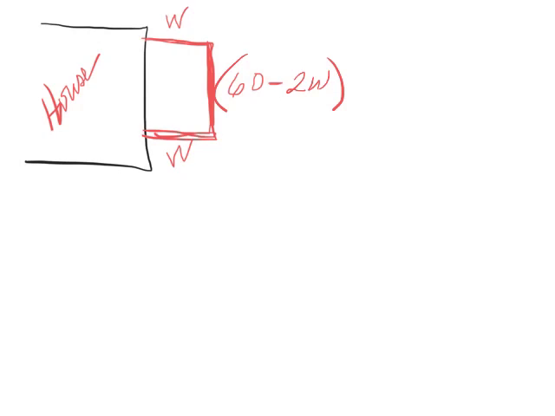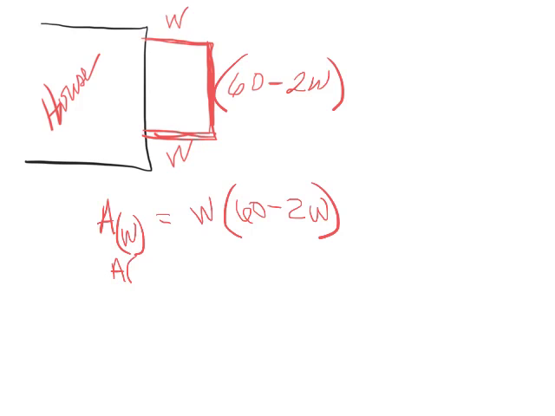Okay, so my area using W is going to be the width times 60 minus 2W, right? That'll give me the area. So when I do the math, I get this equals 60W minus 2W squared. Okay? So there we go as far as that's concerned.